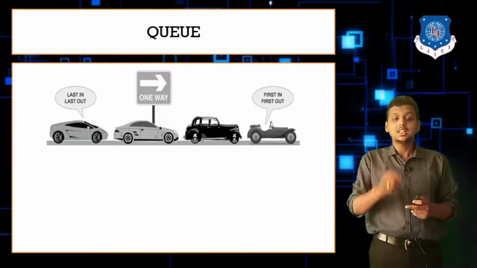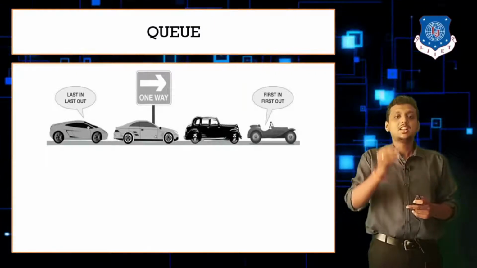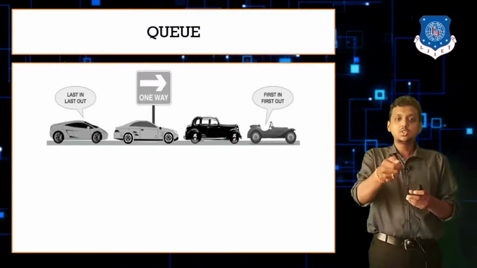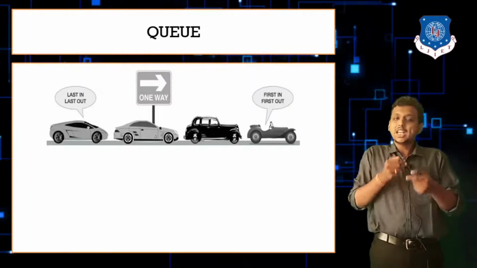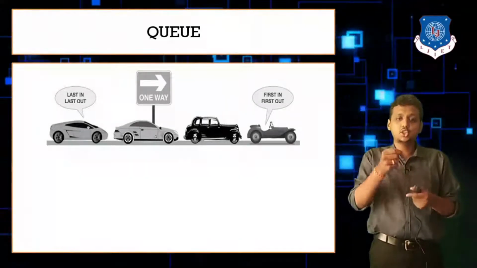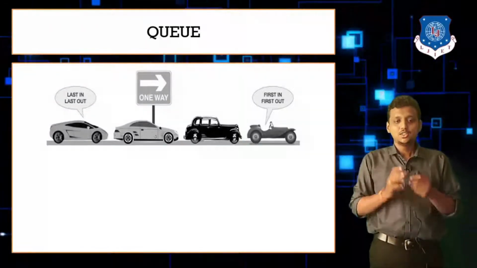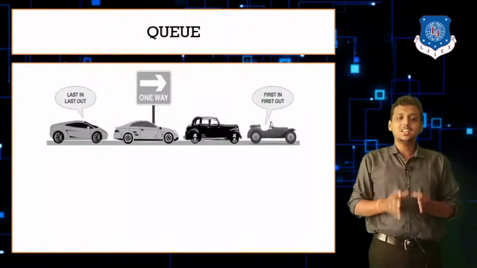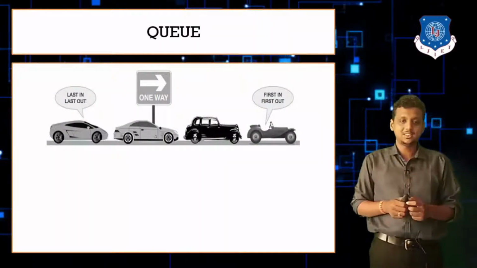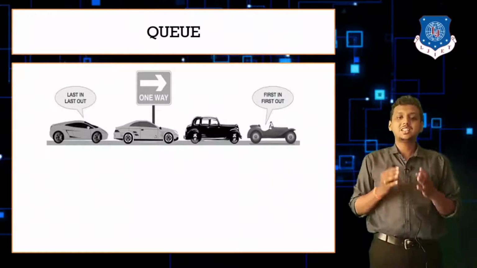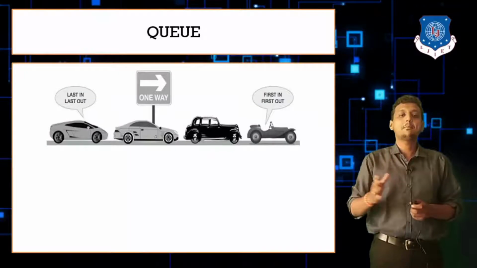If you are standing to take a ticket for a movie, what happens? You are the first one, you just take the ticket and go out from the queue first. The next person will take the ticket after you and go out from the queue. So this is known as a first in first out manner. Students, always remember that the queue follows first in first out manner.